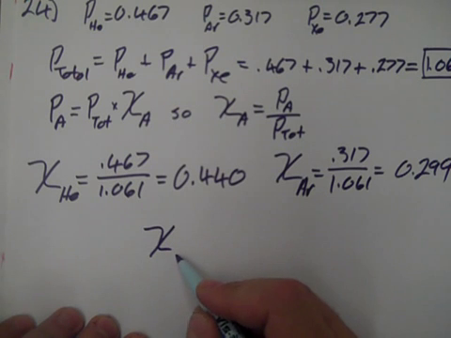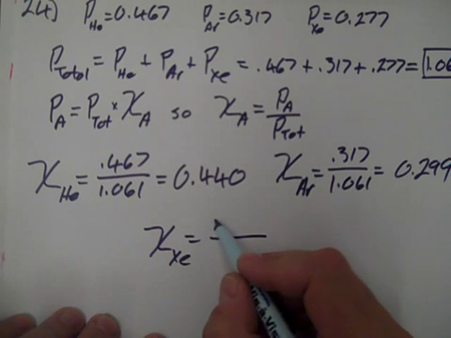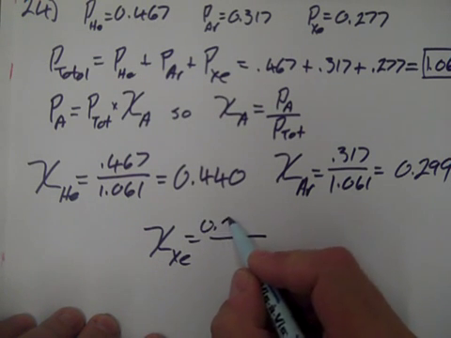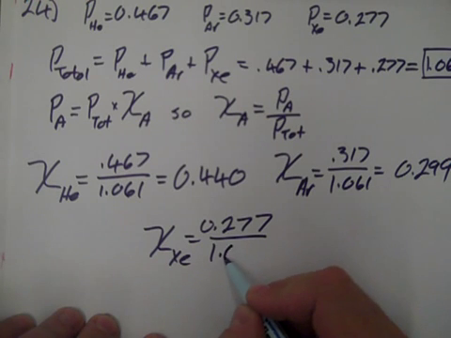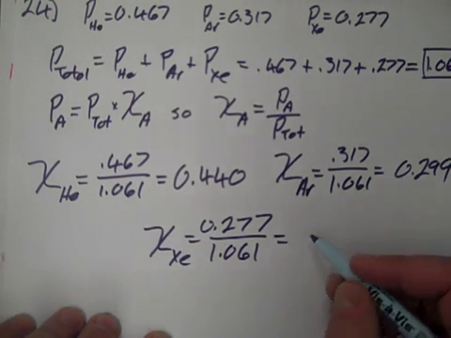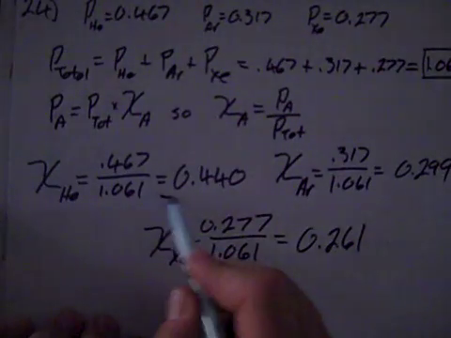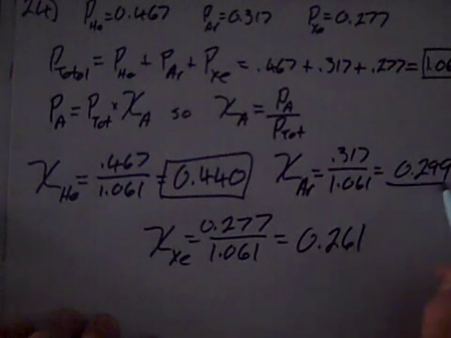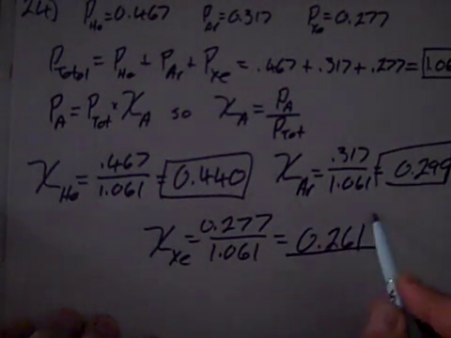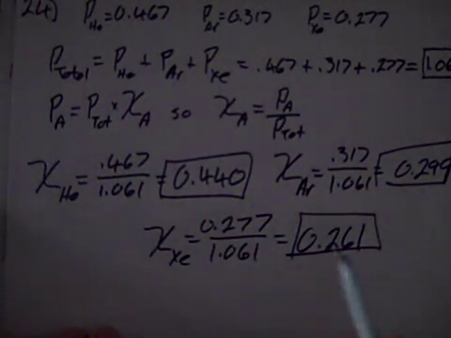The last one, the mole fraction of xenon, will equal 0.277 divided by 1.061, and the mole fraction of xenon is 0.261. So there's my four answers for this problem: total pressure and mole fraction for each one.